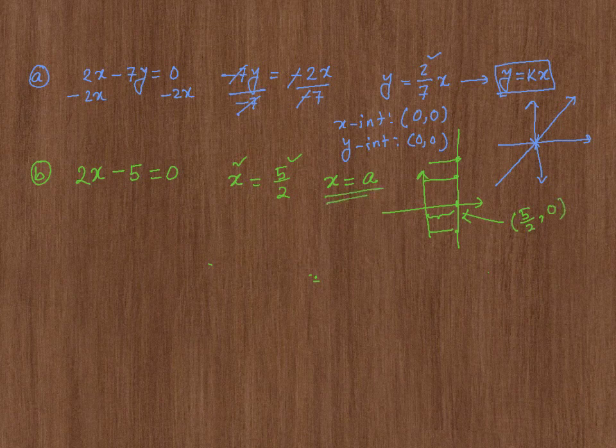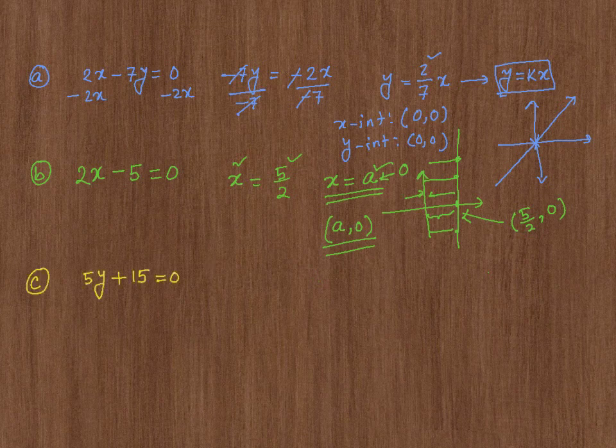Now, any equation of this structure, or any equation that can be expressed in this structure, x is equal to a, has its x-intercept at a, 0. And this does not have any y-intercept unless this a happens to be 0. If a is 0, then this line moves to the left and overlaps with the y-axis. In that case, it is going to have infinitely many y-intercepts.